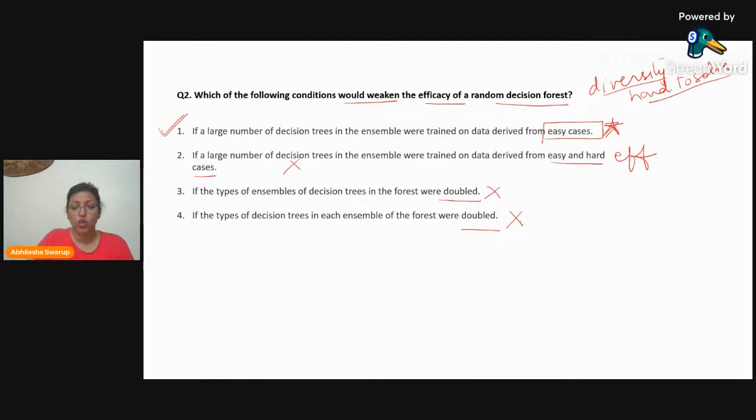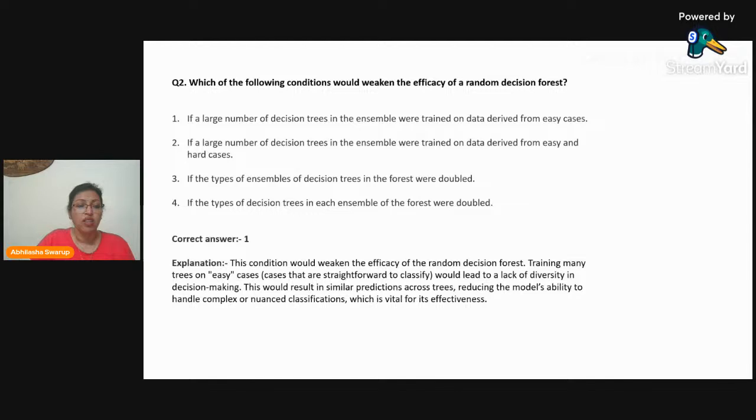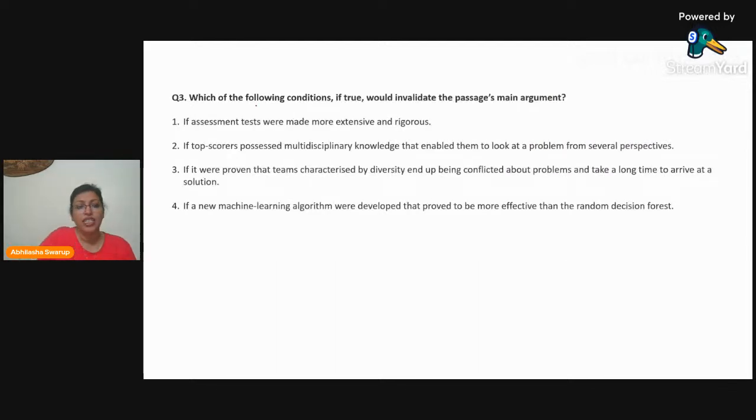All right, let's take a look at the answer and check if this is the correct answer. I haven't got any answers from you guys. Yes, 1 is the correct answer, absolutely, because you're training the data from easy cases. That cannot be a good way of training the random decision forest. All right, let's look at the third one.